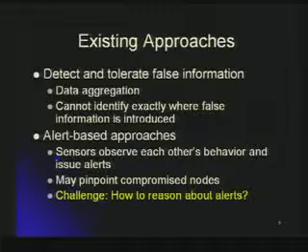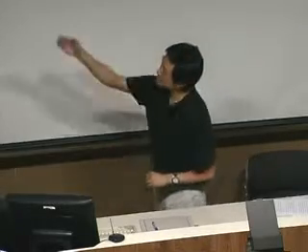If I observe something weird, then I may just send an alert to the base station, saying, hey, look, this guy is probably bad. By looking at those alerts, we may be able to pinpoint exactly which node is compromised.